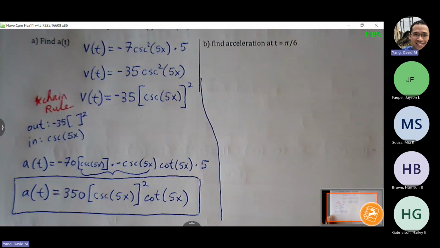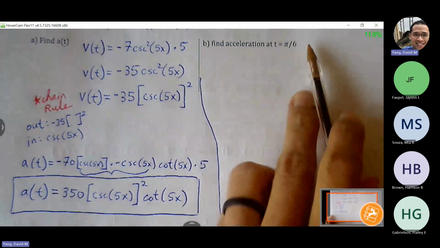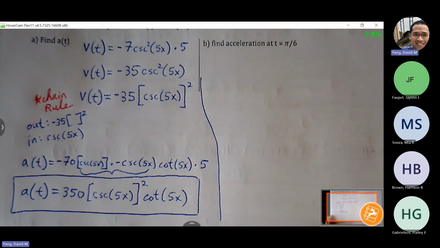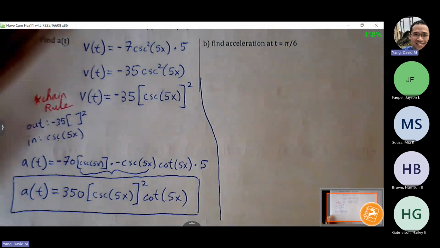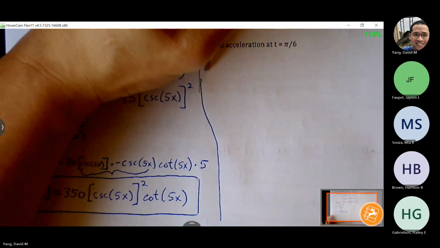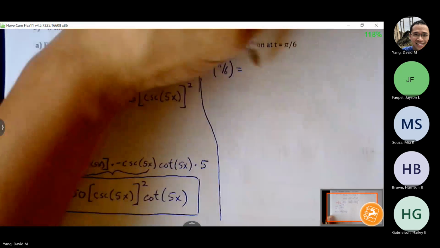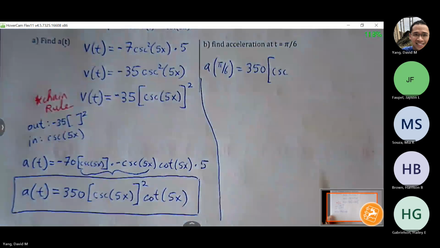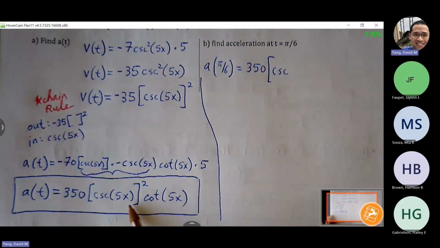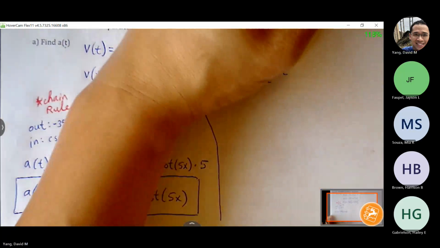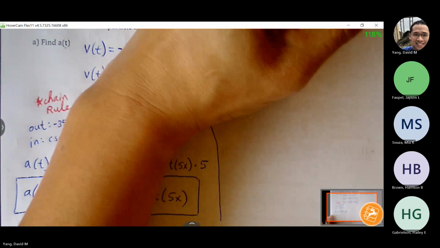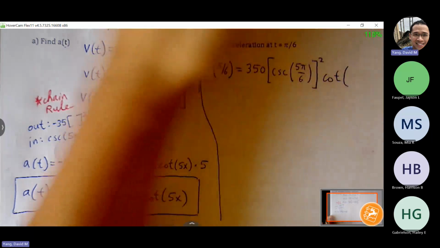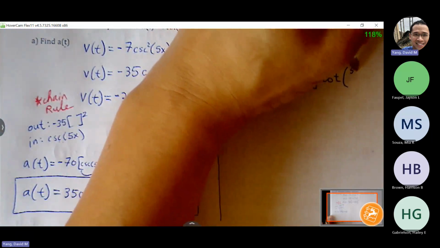Okay, part B, find the acceleration at t equals pi over 6. Now we're just inserting pi over 6 in for x, and we're just trying to use our unit circle values to get it down to a numeric answer. So we insert pi over 6 in for x. 5 times pi over 6 becomes 5 pi over 6. Same thing here. 5 times pi over 6 is 5 pi over 6.